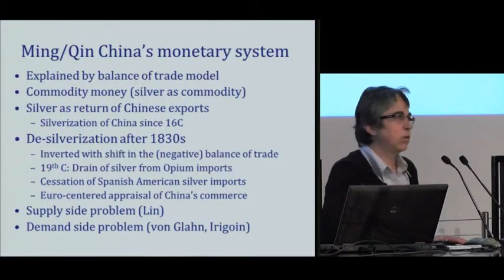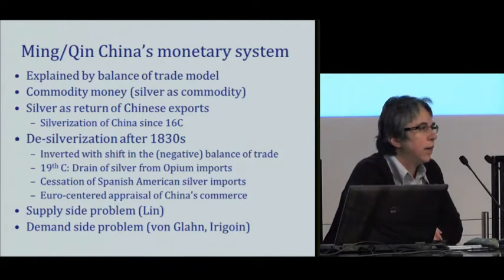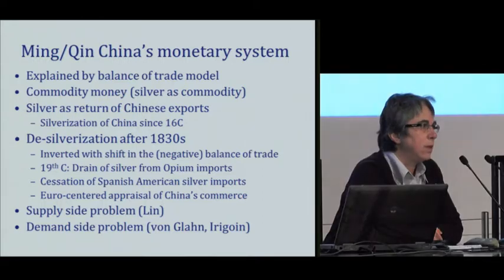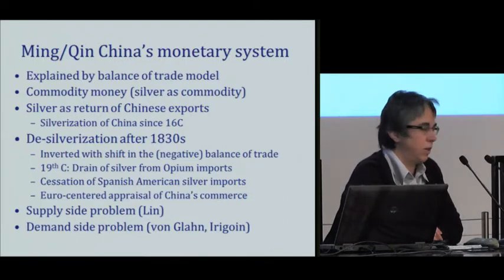I'm going to somehow survey the conventional wisdom about China's monetary history, particularly for the Ming-Qing period. I'm going to put forward my argument about why this is a demand-side story and what silver and Spanish-American silver has to do with this, and eventually how China's monetary history for the Daguan period has not much to do with silver as such, but with a coin made of silver.